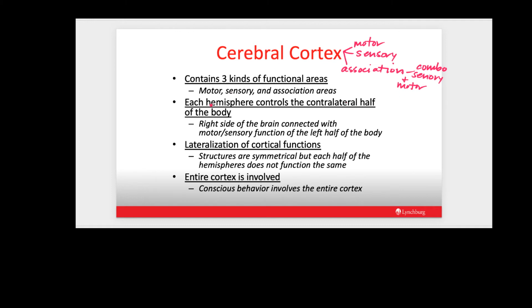It's important to know that each hemisphere of the brain controls the contralateral half of the body. So contralateral means opposite.